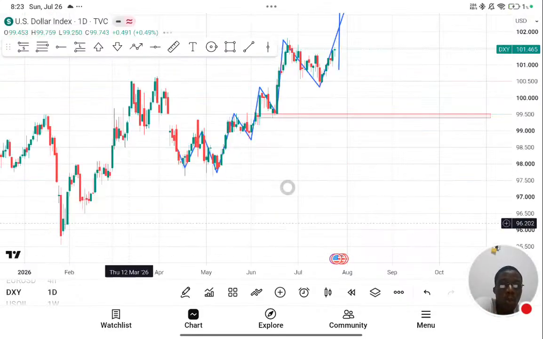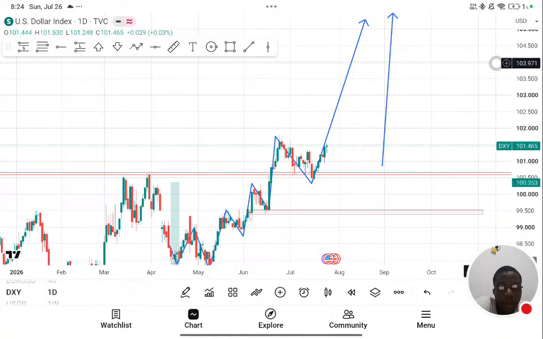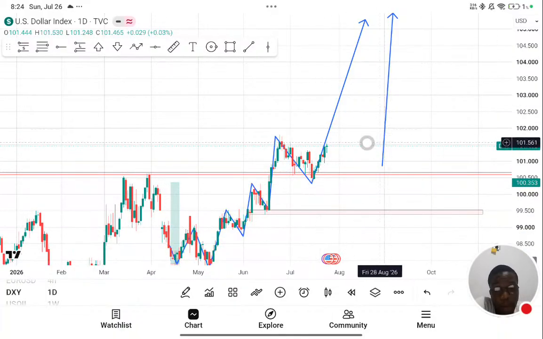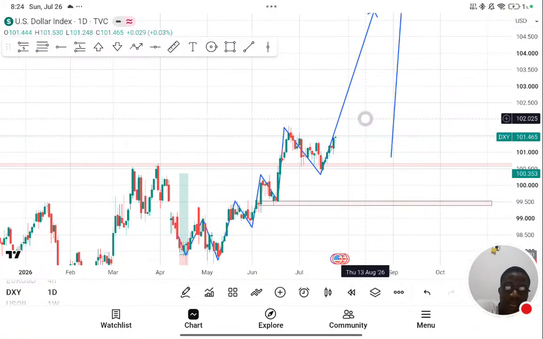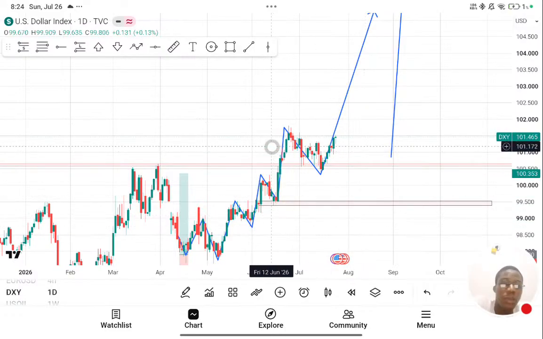DXY is bullish, forming higher highs, higher lows. Can you see how simple I read the markets? And we are done. It's very, very simple. It's just your basic market structure and zone. Break, retest, continue, break, retest, continue. And for you to know an uptrend, two higher highs and two higher lows.